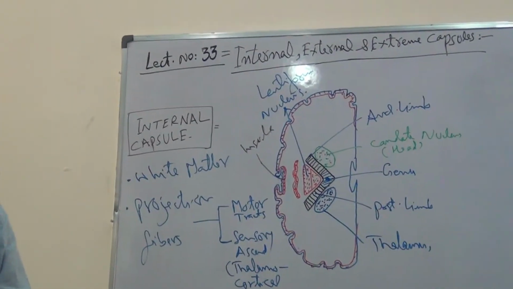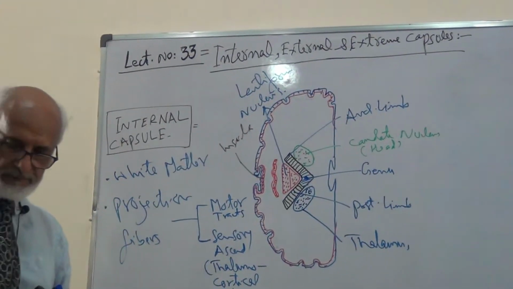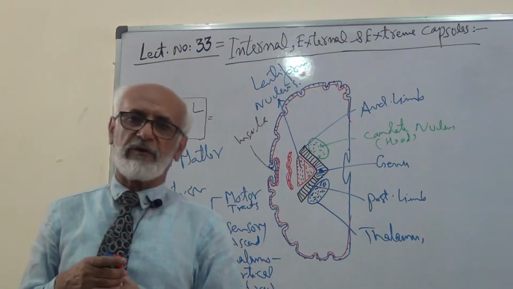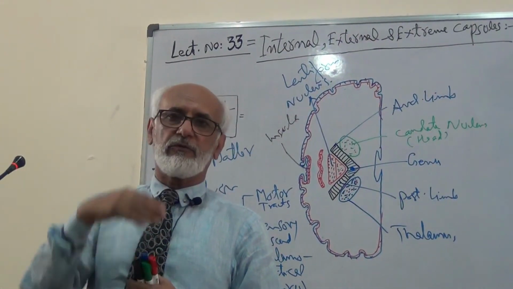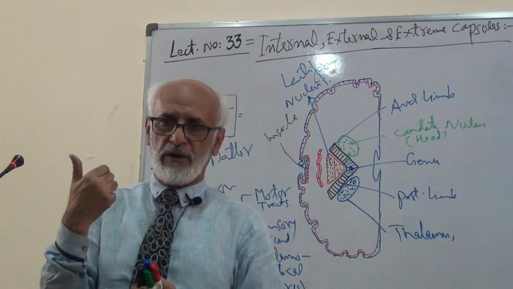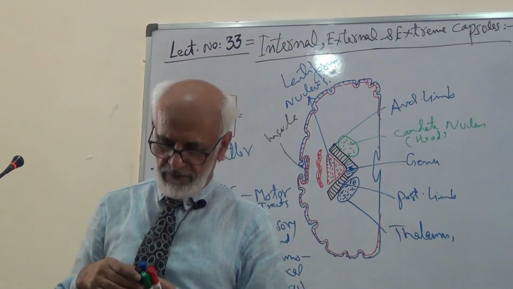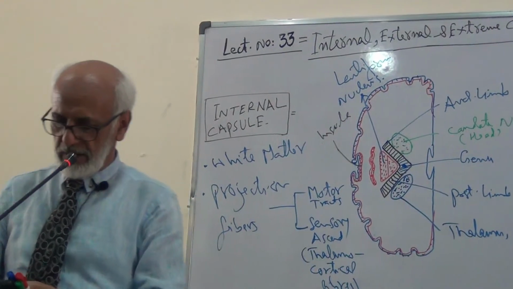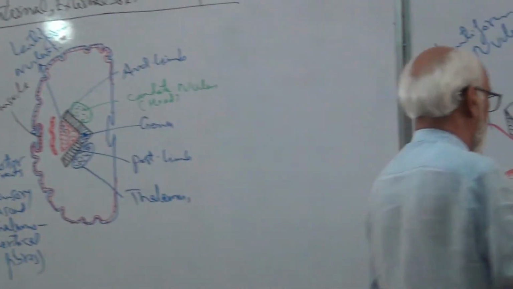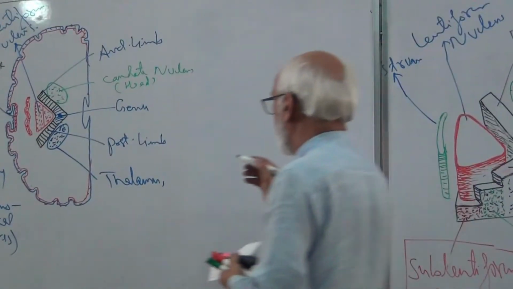Now, what are the different parts of the internal capsule through which different fibers pass? Anterior limb, genu, posterior limb, retrolentiform part and sublentiform part. Now, first of all, the anterior limb. What are the different tracts which descend through the anterior limb?